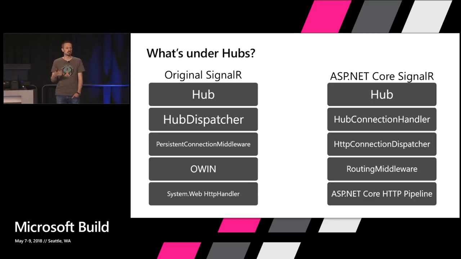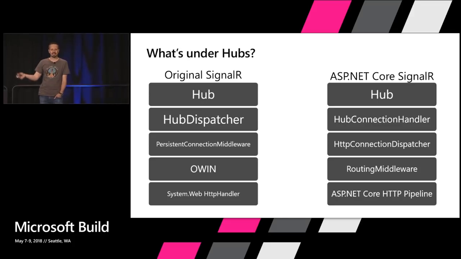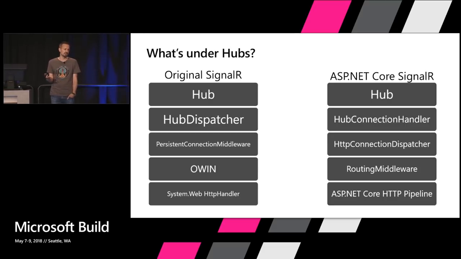Underneath that, we have this dispatcher type, which is the thing that, given an HTTP connection running in ASP.NET Core, how do I turn that or dispatch that into the thing that the hub connection handler can understand? And then that all sits on top of routing. The same routing that MVC uses in ASP.NET Core, SignalR is using the exact same routing middleware. So at that point down, it just looks like everything else in ASP.NET Core.